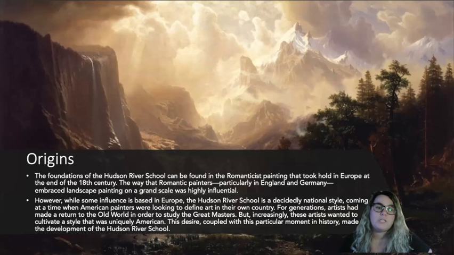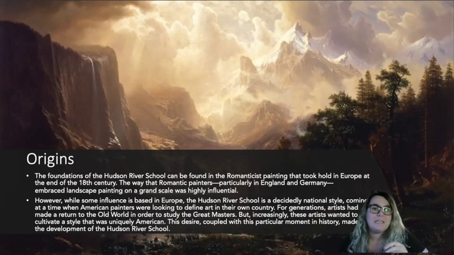All right, so the origins, the foundation of the Hudson River School can be found in the Romanticist paintings that took place in Europe by the end of the 18th century. The way the Romantic painters, particularly in England and Germany, embraced landscape paintings on a grand scale was highly influential in the development of this style of art.